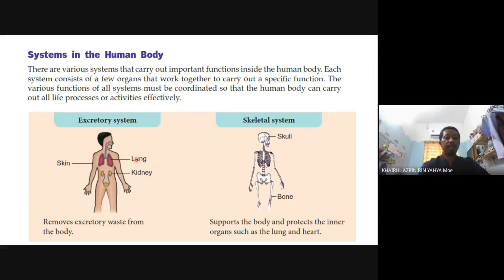And then we have lung. And we have kidney. So all of this, the function is to remove excretory waste from the body. Untuk membuang bahan kumuh daripada badan. Okay. Second system, we have skeletal. So we have skull, tengkorak, and we have bone. Bone itu tulang. Okay. So supports the body and protects the inner organs such as the lung and heart. So this skeletal system dia menyokong badan dan melindungi organ dalaman kita seperti paru-paru dan juga jantung kita.